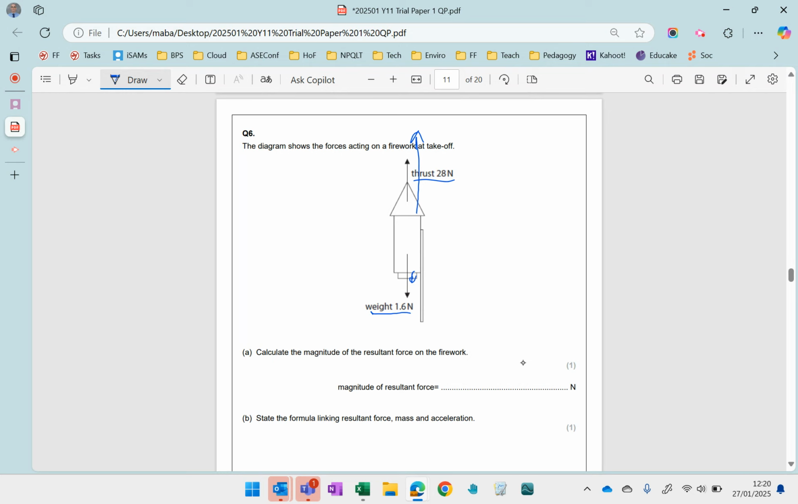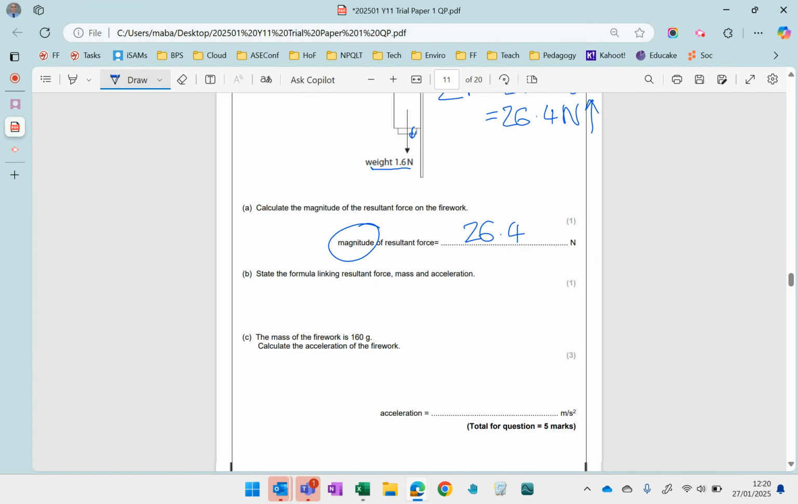So it's going to accelerate upwards. Why? Because there's a resultant force upwards, and the way that we work out the resultant force is we take the larger force and we subtract off the smaller force. Okay, so that's 26.4 newtons upwards because it's always in the direction of the larger force. But you can see here it's just asking us for the magnitude, which is the size of the force, so the correct answer is 26.4.